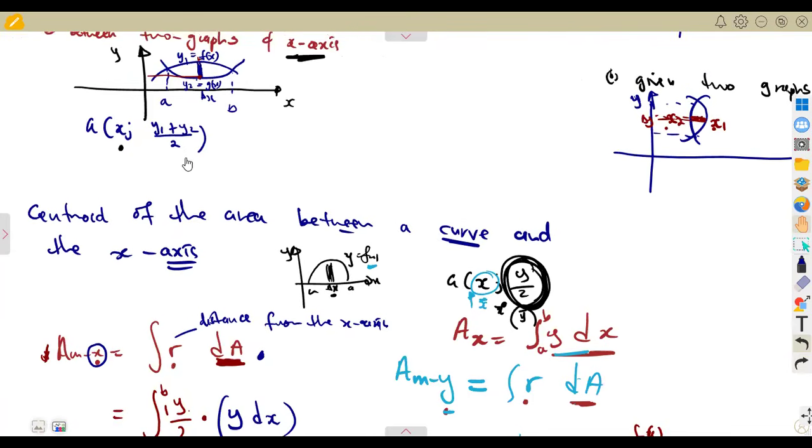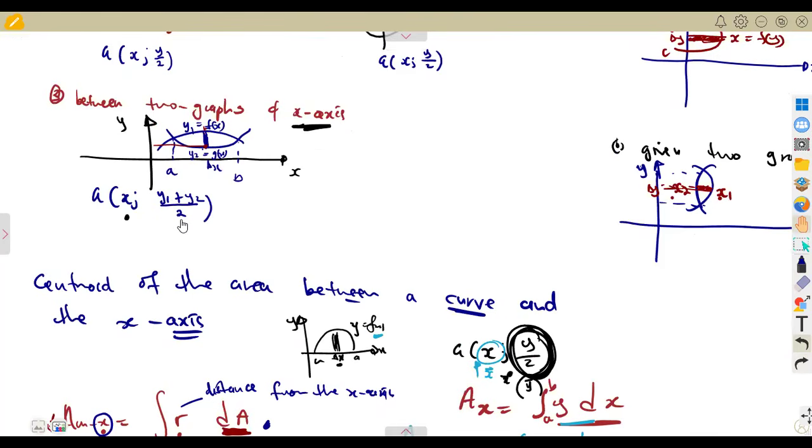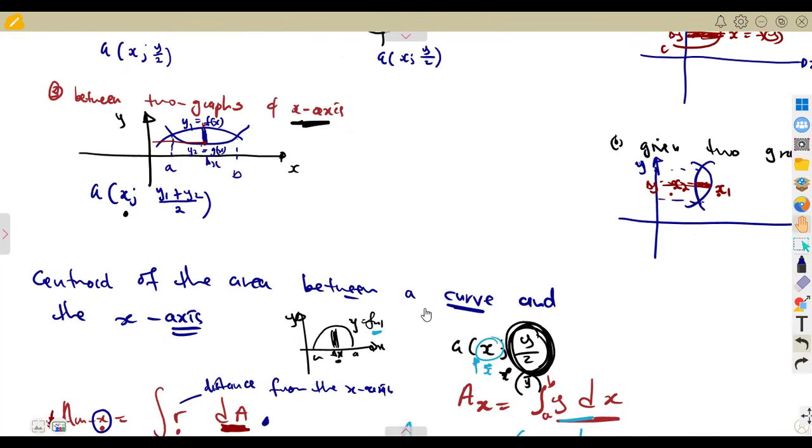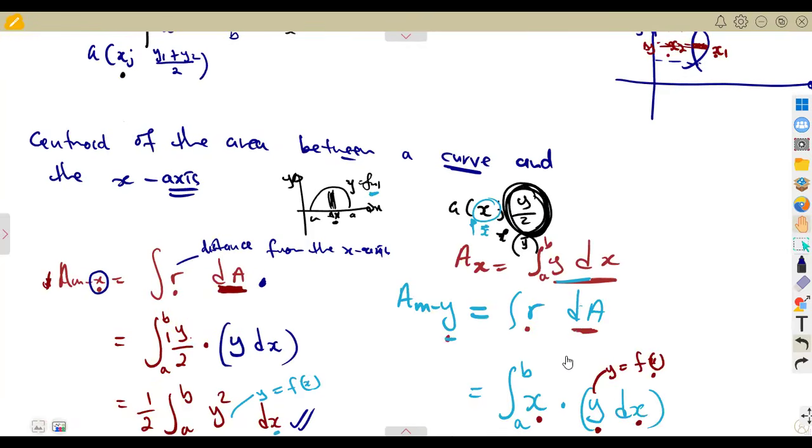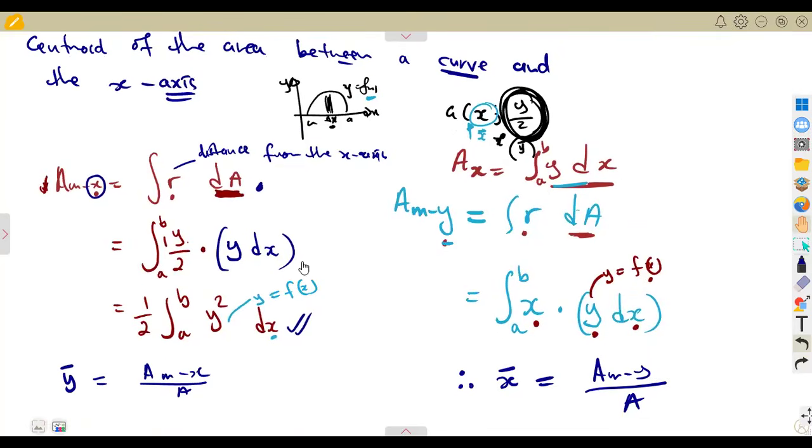Your distance from the x-axis is going to be given as (y1 plus y2) over 2. That is your distance. If it is the area moment for the y-axis, your r there is going to be x. It does not change. It's just going to be x times dA, which is the area expression for that particular question. We're going to talk about that. But this was between a single curve and the x-axis.